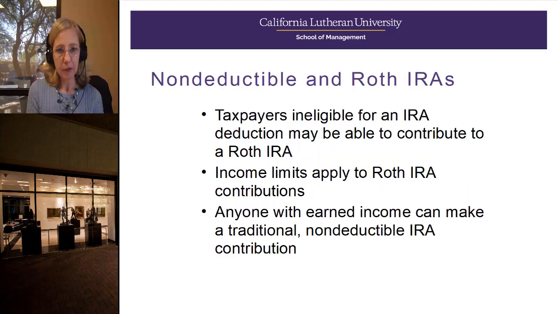Now, I mentioned that anybody really with compensation, with earned income, can make IRA contributions. Some people can deduct them, others cannot. If you are in the boat of not being able to deduct your contribution, then you've got two options here, either the non-deductible IRA or the Roth IRA. So the front end and the middle are similar for non-deductible and Roth IRAs. It's just the distribution phase that is treated differently.